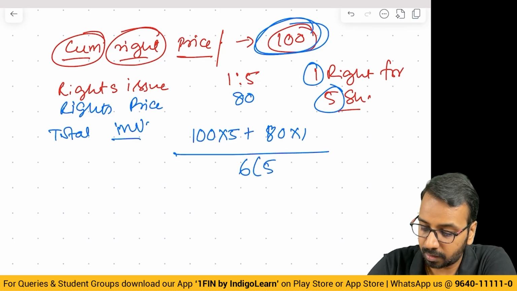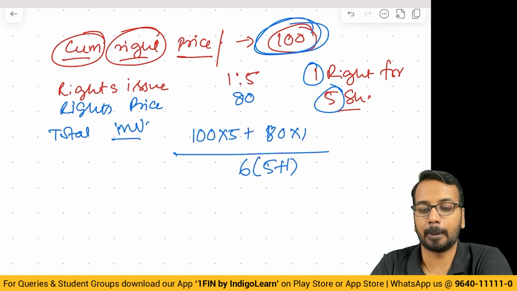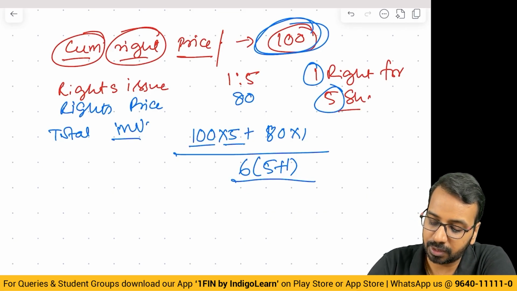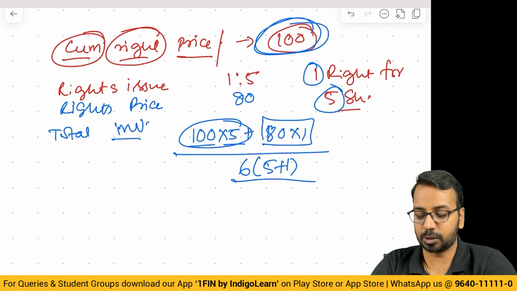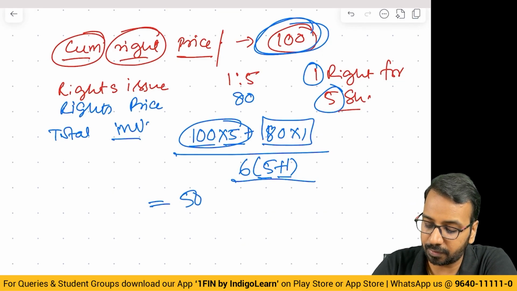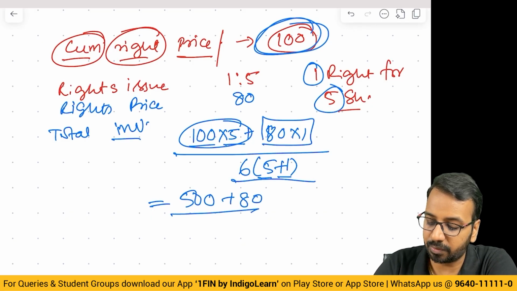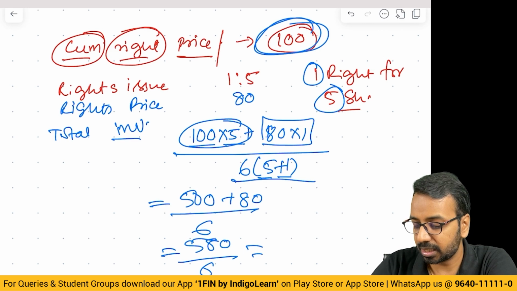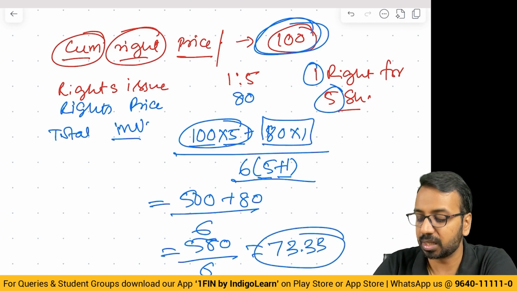This is 5 plus 1. So, 100 multiplied by 5, this is my original investment. 80 plus 1, this is my new investment, divided by original shares plus new shares. What I'll get? 500 plus 80 divided by 6, which is 580 divided by 6. That is, 6 7s are 42, 6 3s are 18, so 73.33.